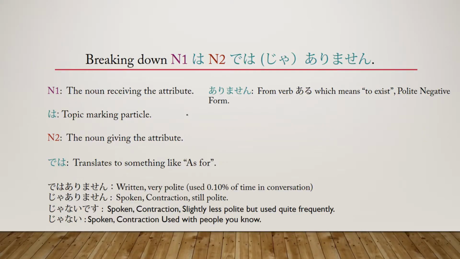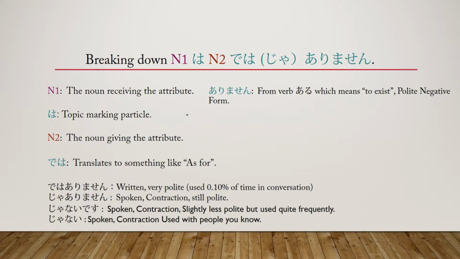So you'll actually see ja very, very often when people are speaking in Japanese. Written, dewa arimasen, you're gonna see a lot. However, in conversation, it is only used 1 in 1,000 times when speaking. That information I got from my sensei who wrote a textbook on vernacular Japanese. So yeah, only use 1 in 1,000 times. So if you can avoid using it while speaking, you'll sound a lot more colloquial, a little more natural.